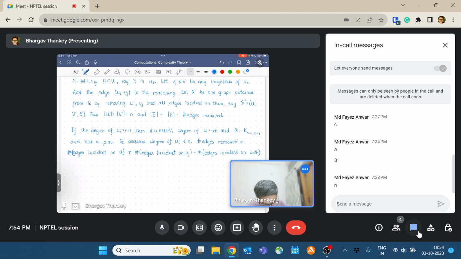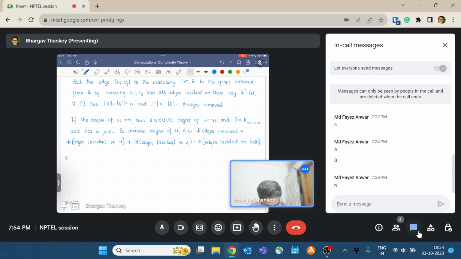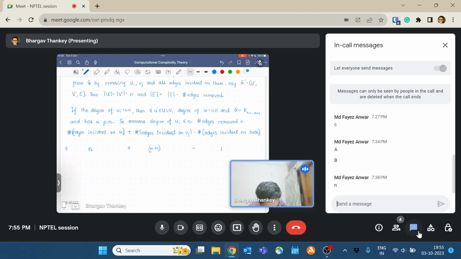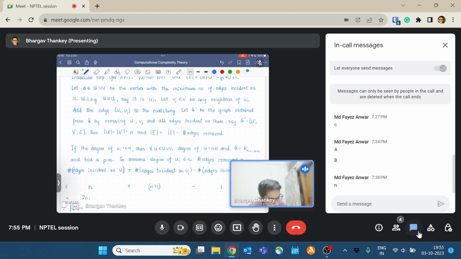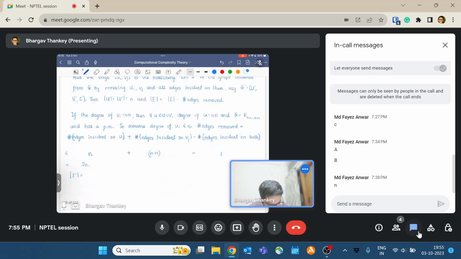Okay, so now from here, this is at most n. This can be at most n plus 1, and there is one edge which goes from UI to VJ, which we have already added to the matching. So this is 1. So we are removing two n edges. Okay, so the cardinality of E prime is cardinality of E minus 2n. Cardinality of E is this.